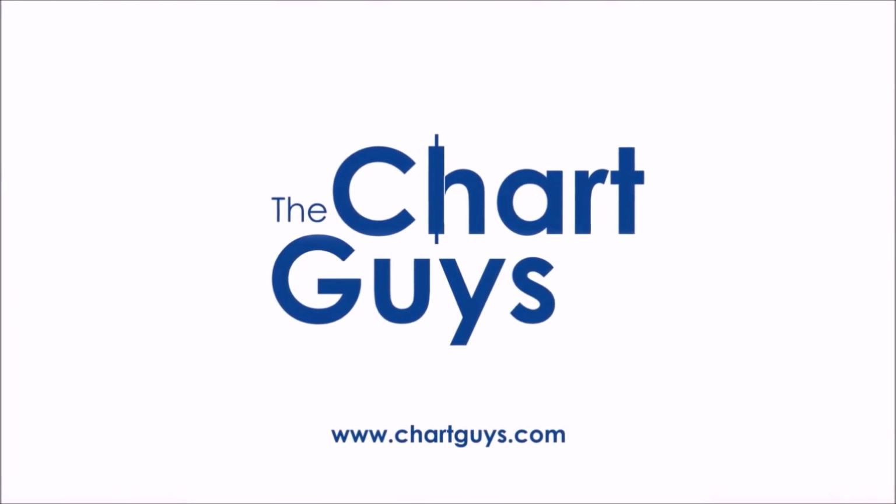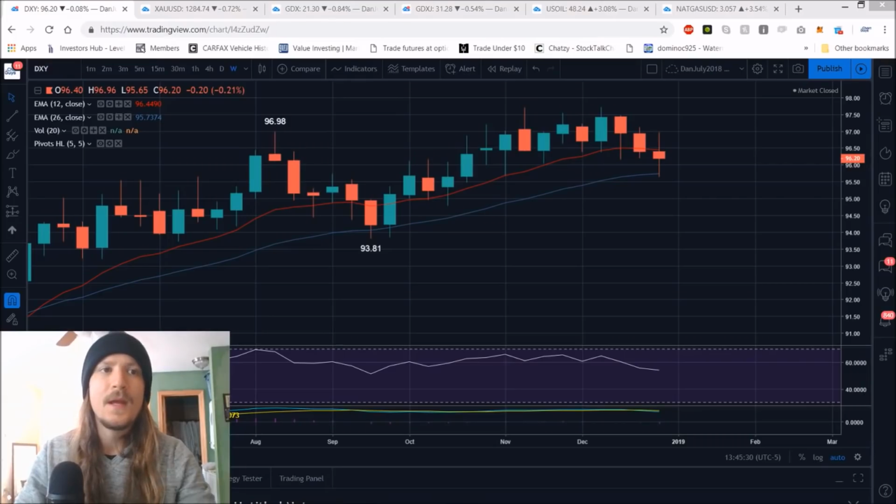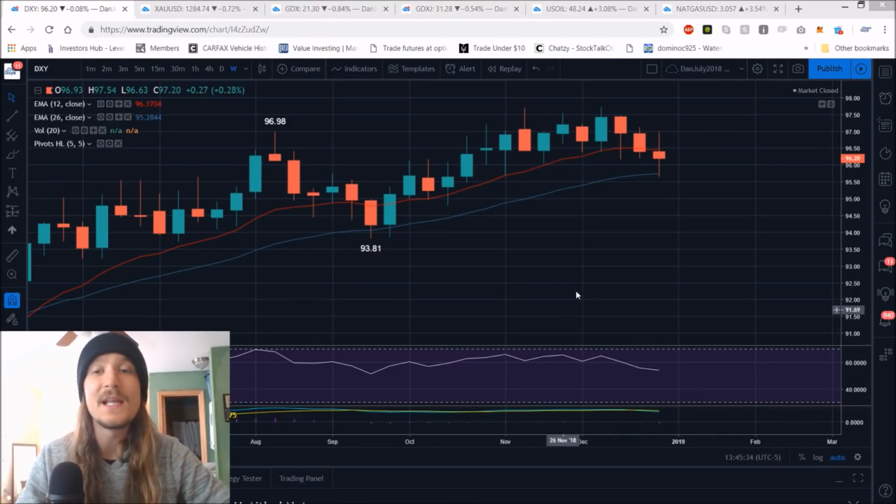Let's check out some charts. Hey everyone, checking in on commodities. We'll start on the weekly time frames and then zoom into the daily. Starting it off with the dollar, we still have this rounded looking top here, and we've started to pull back, breaking some of our support levels.